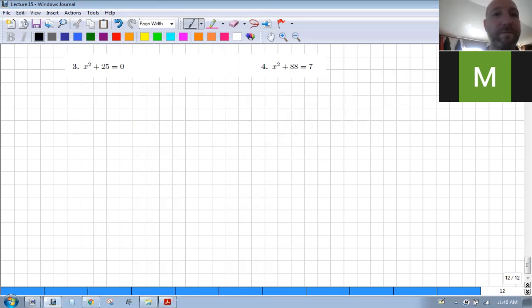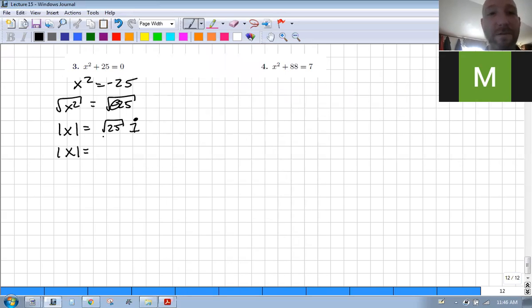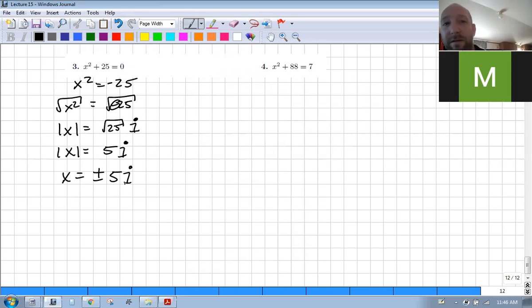All right. Subtract 25 from both sides. Square root. This time we have this minus in here, so it comes out as an i. The square root of 25 is 5. So x is plus or minus 5i. All right, it's a lot quicker than the quadratic formula.